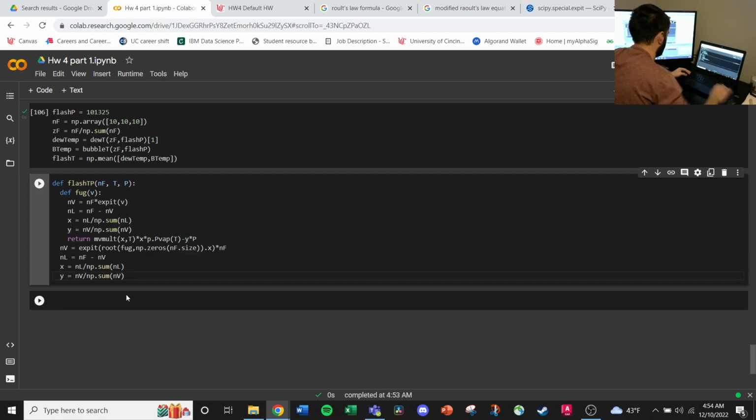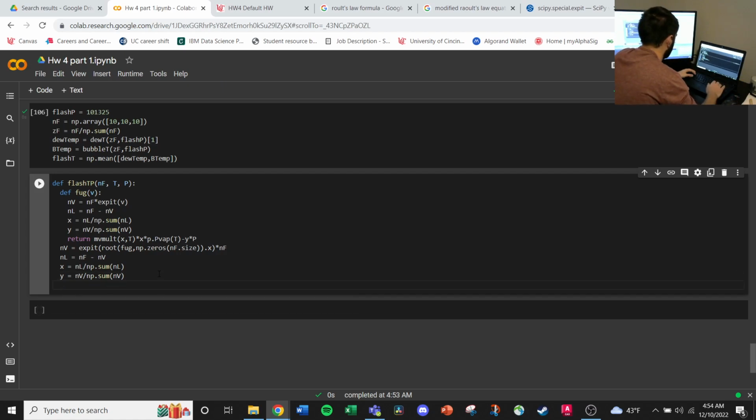And there we go. So now x is equal to NL over NP, that's sum of NLs, y is equal to NV over NP, sum of NVs. Alright, so this gives me the moles in the vapor, moles in the liquid, mole fractions of the liquid, and mole fractions of the vapor.